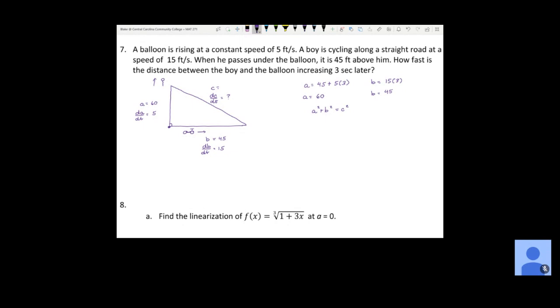Okay, good. We need the derivative, right? So remember, when we do this, that's going to give us 2A dA/dt plus 2B dB/dt equals 2C dC/dt. All right, so what's the only thing we're missing now that we're going to need to be able to calculate dC/dt? We need the C value, right? How are we going to find C?